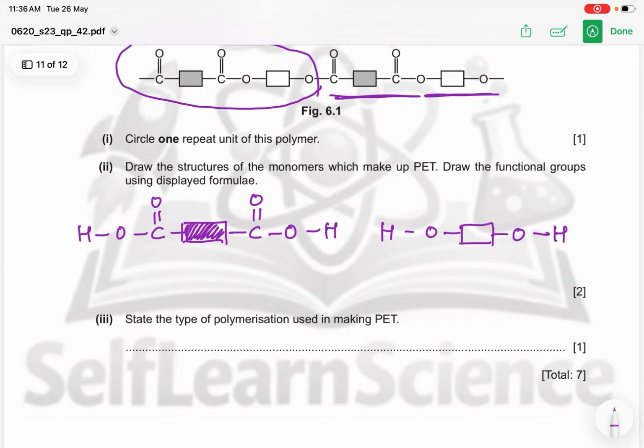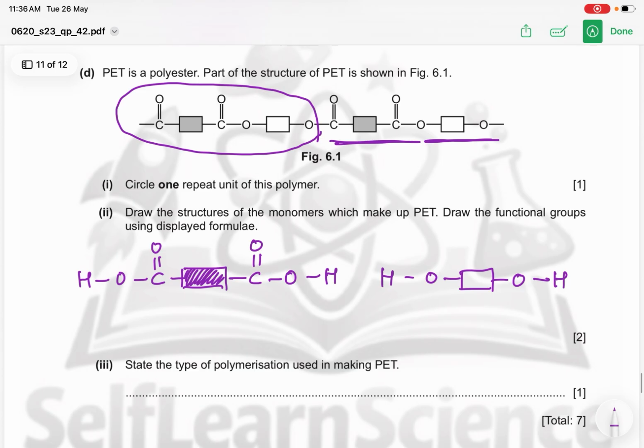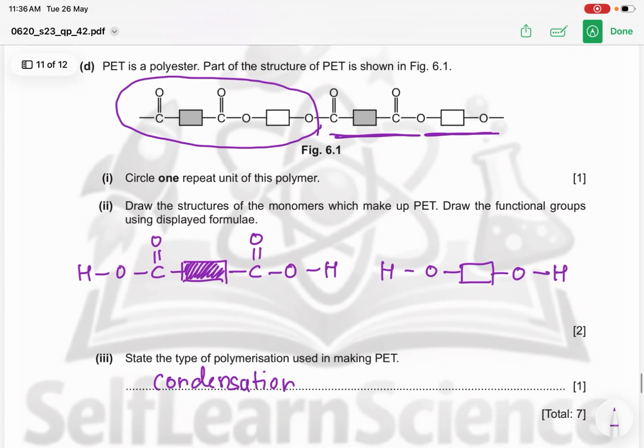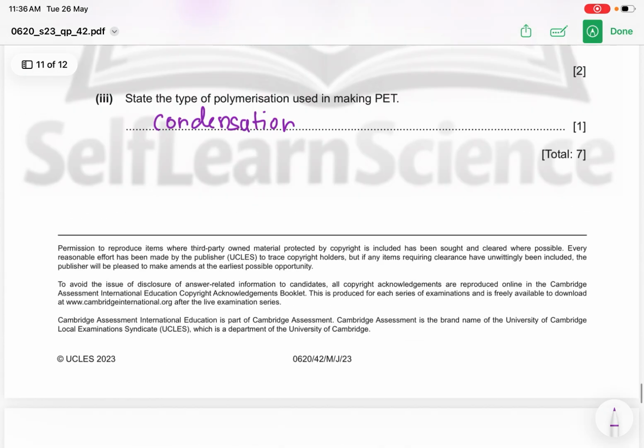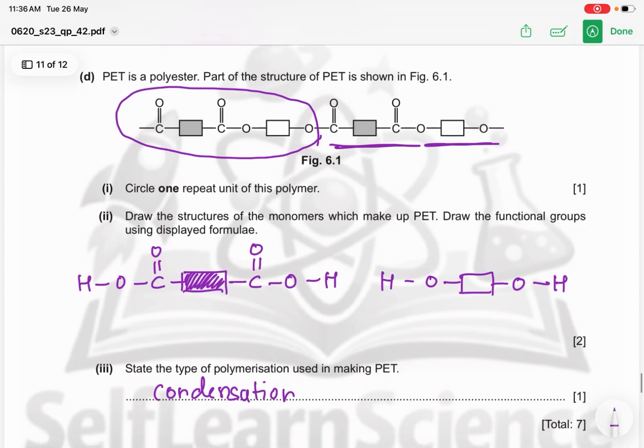State the type of polymerization used in making PET. So here we have used condensation polymerization. Differentiating between condensation and addition polymerization is easy because for condensation we require two monomers and for addition polymerization we have a monomer with a carbon-carbon double bond. So this was the last question. Hope you have understood whatever we have solved in this paper.